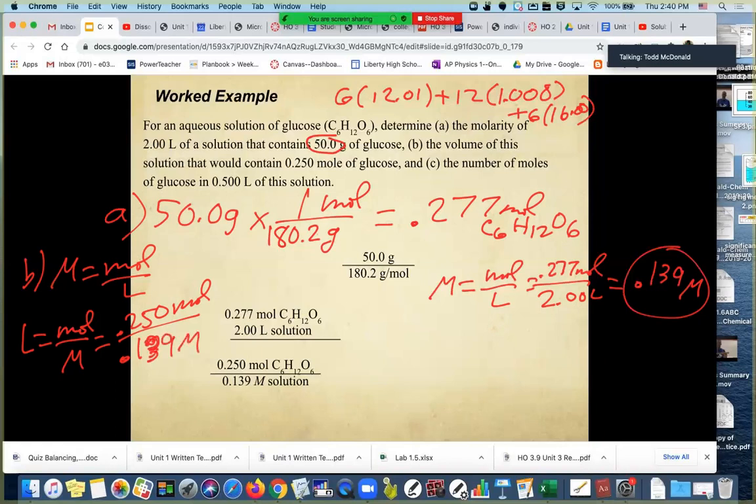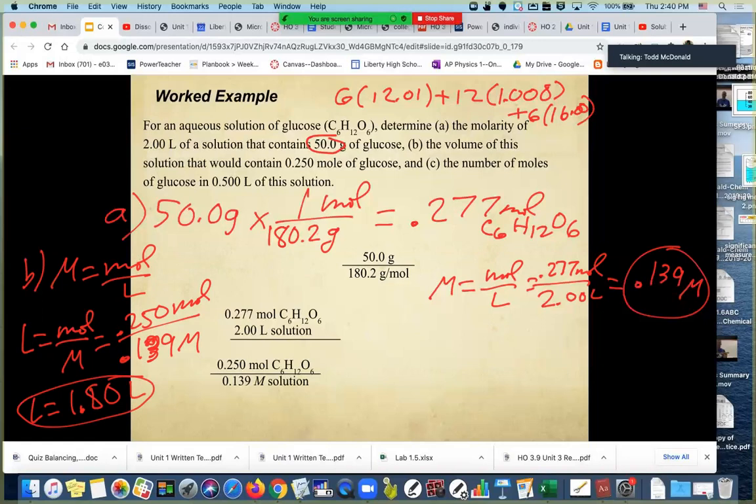And so I punch this into a calculator, 0.250 divided by 0.139, and that tells me that my volume is going to be 1.80, because I'm going to round to 3 sig figs. That's part B of my problem here.